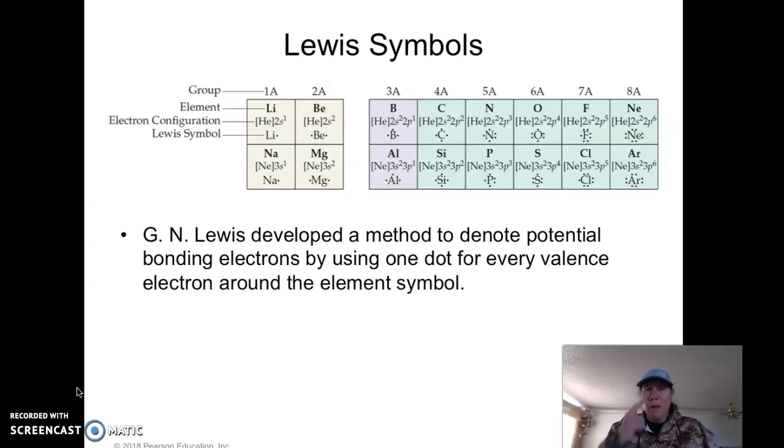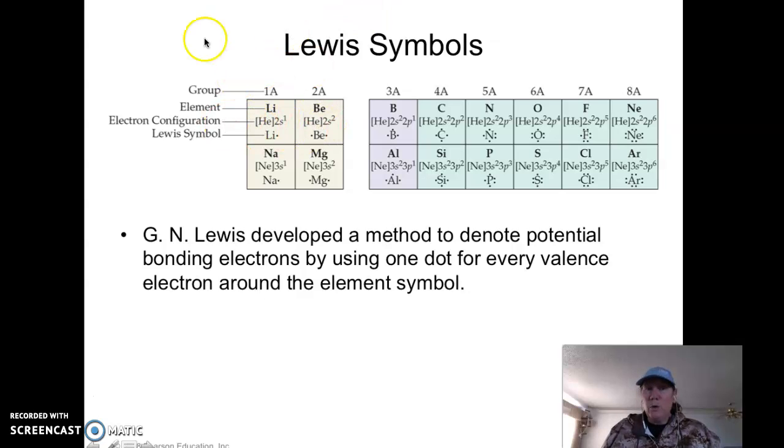All right. When you're figuring out what type of bond they're going to form, you can demonstrate it through what they call a Lewis structure. And the guy, G.N. Lewis, I can't even remember what his real name is. George, I think, is his first name. Anyway, he developed a method for denoting the electrons that are available to form bonds. So if you look here, lithium has one dot. It has one electron available to form a bond.